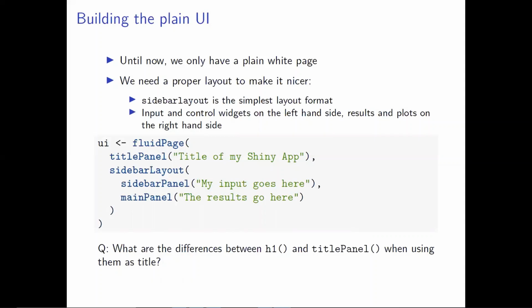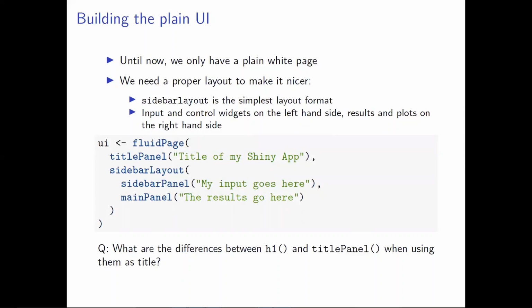So the overall layout can be done by the sidebar layout object. This is just one of the layout formats. You can have different layout formats in Shiny. Also, you can build a dashboard where you can toggle between different tabs. We'll stick to the easiest way, a sidebar layout. So on the left-hand side, we have the input and the control widgets, and on the right-hand side, we have the output. Just plain and easy, the same appearance as the example app we've seen a few minutes ago.